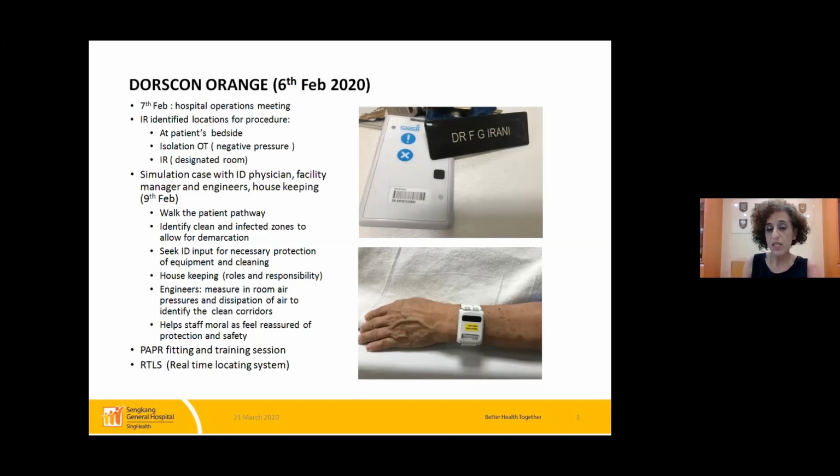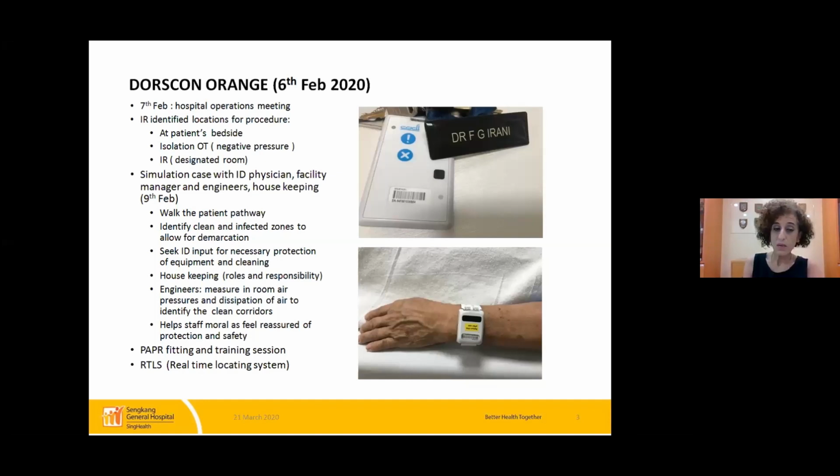We had a simulation case which involved the ID physicians, the facility managers and engineers, our nurses, our nurse leaders, our radiographer leaders, the radiologists, as well as the housekeeping staff, because they actually underpin all of us because they're responsible for cleaning. We had a walkthrough about the patient pathway, identifying which corridors the patient would use, which corridors we would cordon off, so that we had clean areas and infected areas, allowing for this demarcation. We also sought ID's input for the necessary protection of our various equipment and how they would be cleaned.